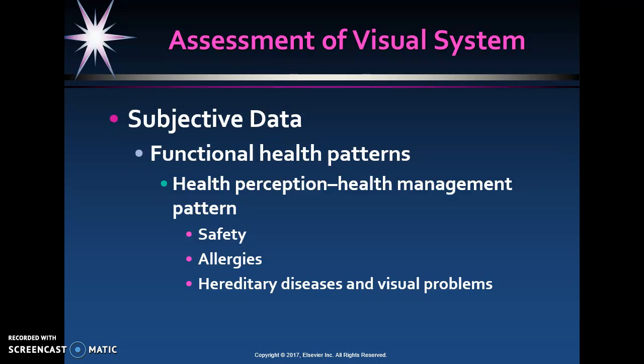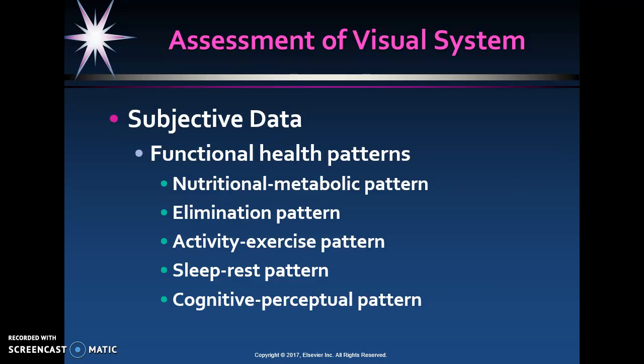Of course, we're also going to assess safety in the home. If we discover the patient has a visual impairment, we have to make a determination as to whether or not they're safe in the home. Do they need special implements like bars, rails, or different things in the home to help them to function safely? Also ask about allergies to medications, and again, going back to your initial assessment, glaucoma in the family or other genetic diseases and visual problems.